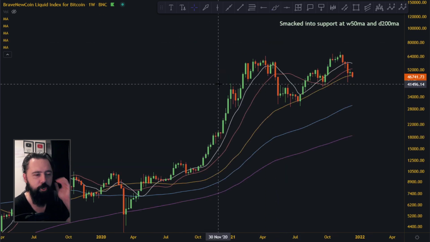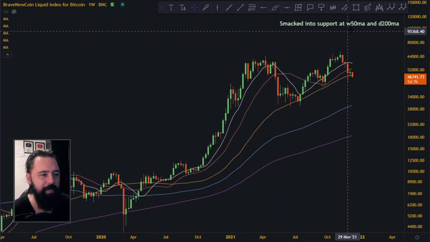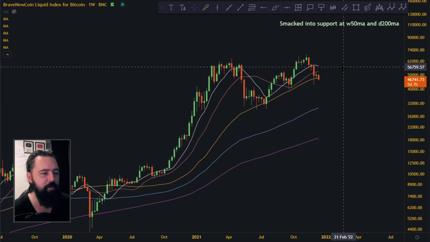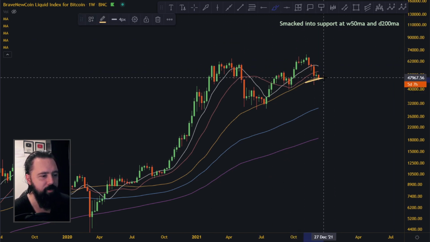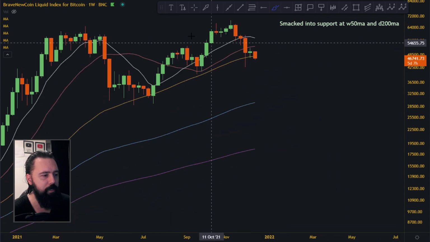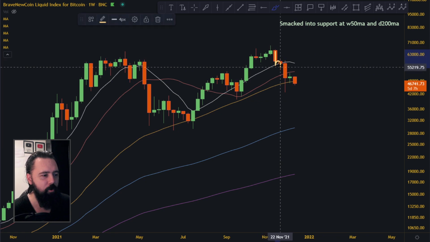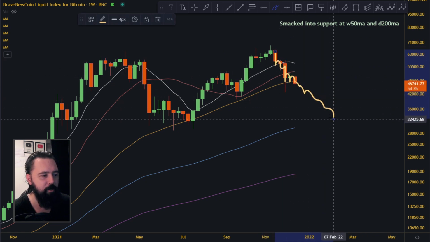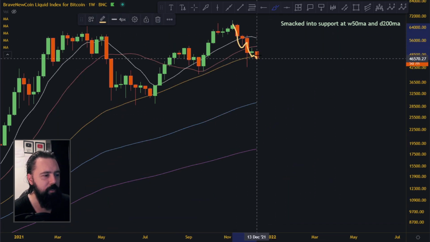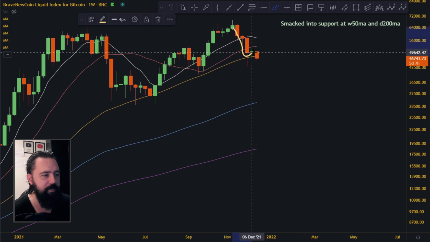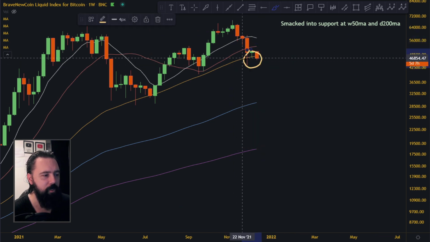The next chart I'm going to show you is that we smacked into support at the weekly 50 moving average and the 200 moving average on daily. So this is the weekly chart up here, and what you're going to see here is the 50 moving average on the weekly time frame. And you see here that we smacked into the line. Okay, so we didn't go slowly down, just bleeding. Oftentimes you go a little bit down, a little bit up, a little bit down, but no, we went down and smacked into it over here.